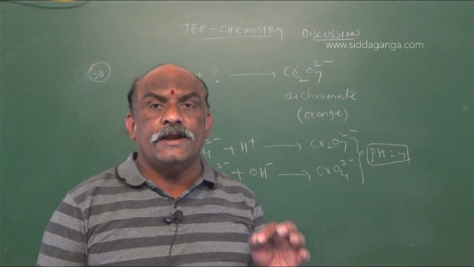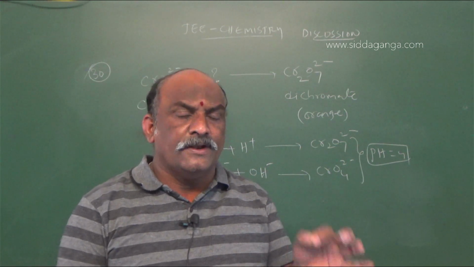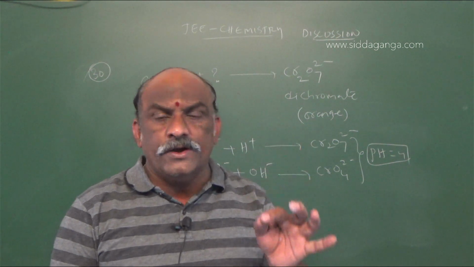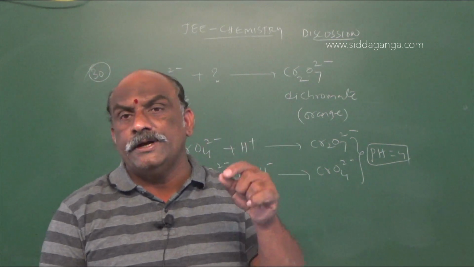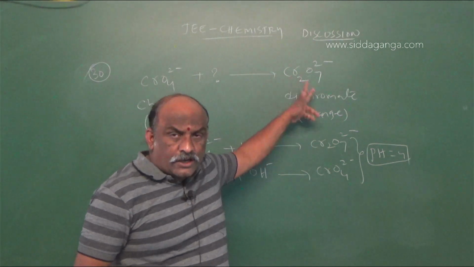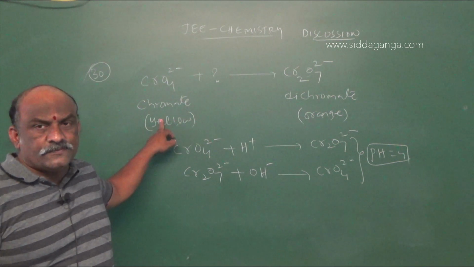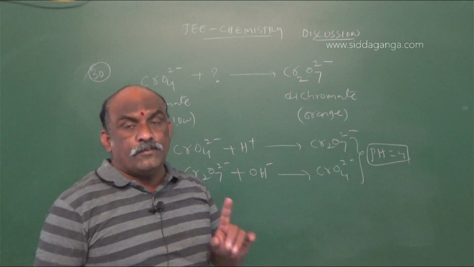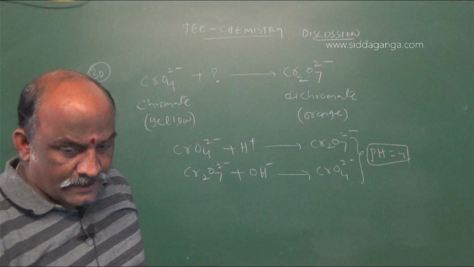Both chromate and dichromate ions are interconvertible. In the laboratory, prepare a small quantity of chromate, which is yellow. To that yellow chromate, add 2 to 3 drops of hydrochloric acid. Then it becomes orange. To that orange, add sodium hydroxide. The orange changes again to yellow. That is the importance of this. So the answer for this question is H plus. The second option is the right option for question number 30. Next.